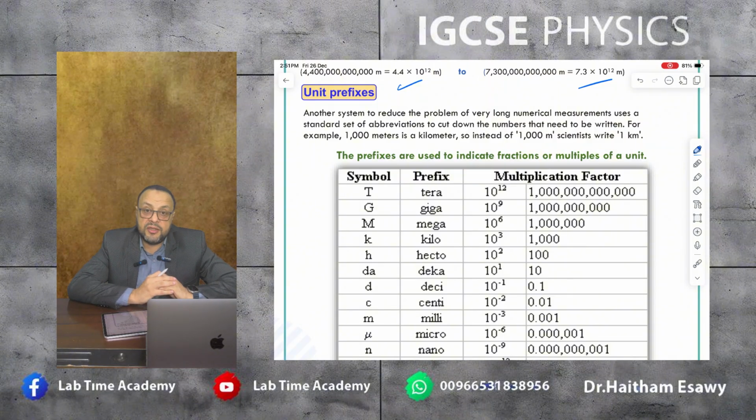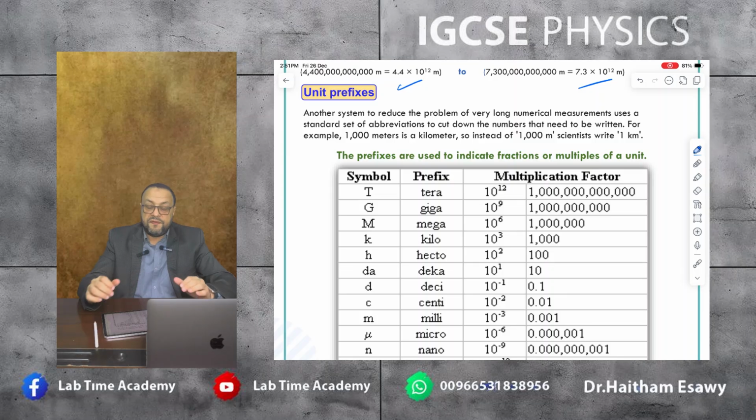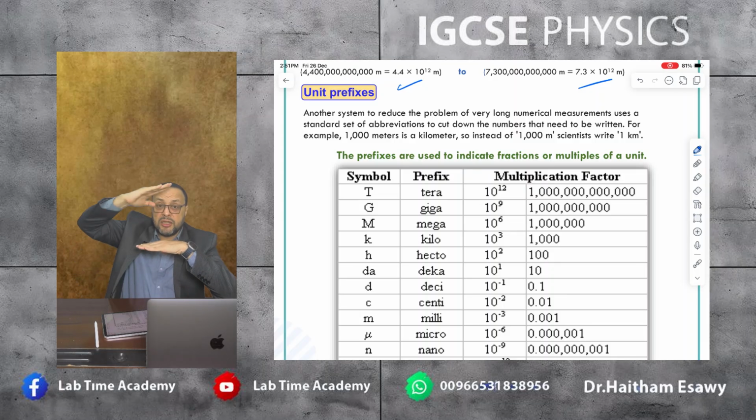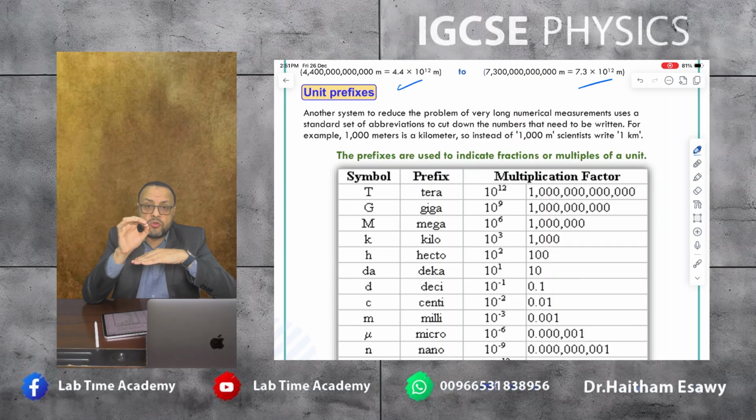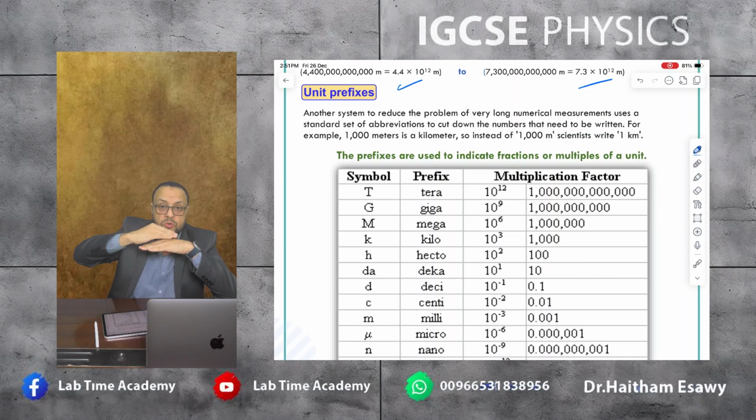Unit prefixes. Actually, this is a very important topic. First, you know the base unit for length is meter. Actually, we have multiples of meter and we have fractions of meter. For example, if I want to measure the distance between two cities, it's not logical to measure the distance by centimeter or millimeter or meter. I can use kilometer to measure the distance. So I have to use a unit greater than the base unit, which is meter. I have to use kilometer, for example, because kilometer is a multiple of the meter, right?